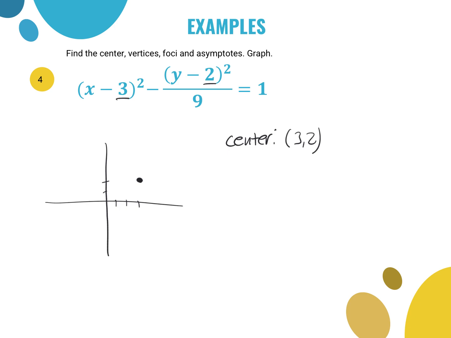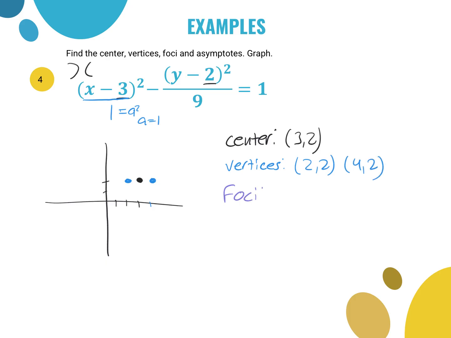All right, and then because x squared is first, I know it's going to be horizontal. It's going to be something like that. My a value, we don't see a fraction here, so I assume it's over 1. That means 1 has to equal a squared, and that means a is 1. So that means I'm going to go to the left one and to the right one to find my vertices. That means my vertices are going to be at 2, 2 and 4, 2.